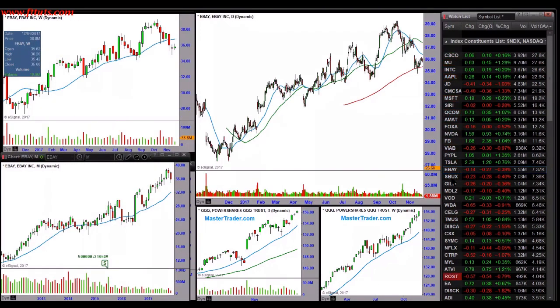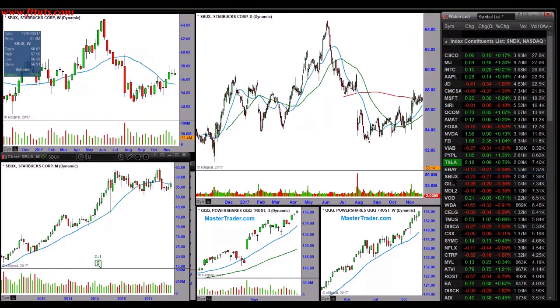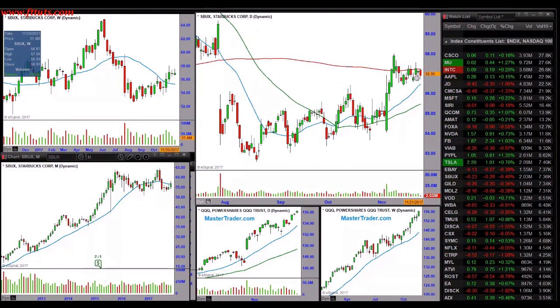eBay. Uptrend at support here. Nothing to do at the moment. Starbucks got clobbered earlier in the year. It's recovered here. It's chopping around a little, but it looks like it might be able to come up.